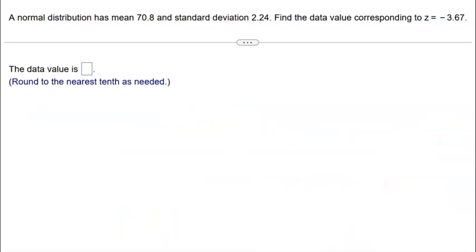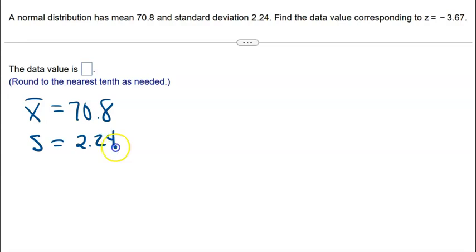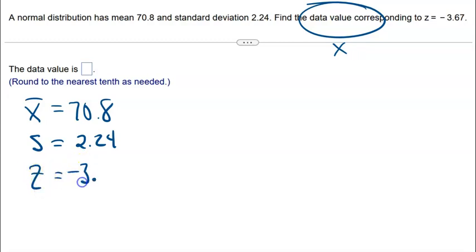A normal distribution has a mean of 70.8. Okay, so my mean, my X bar, is equal to 70.8. And the standard deviation is 2.24, so S is 2.24. Find the data value, that's my X, corresponding to Z is equal to negative 3.67. Does it matter if it's negative? It doesn't. You got to use the negative, though. It's not like you're going to look it up on the chart.